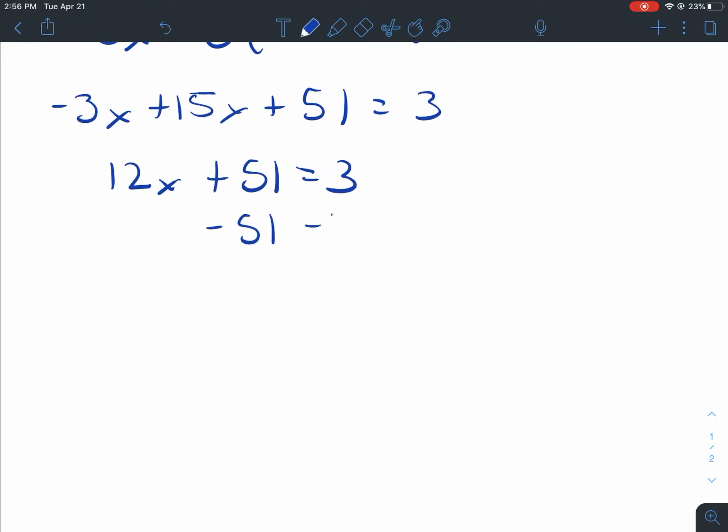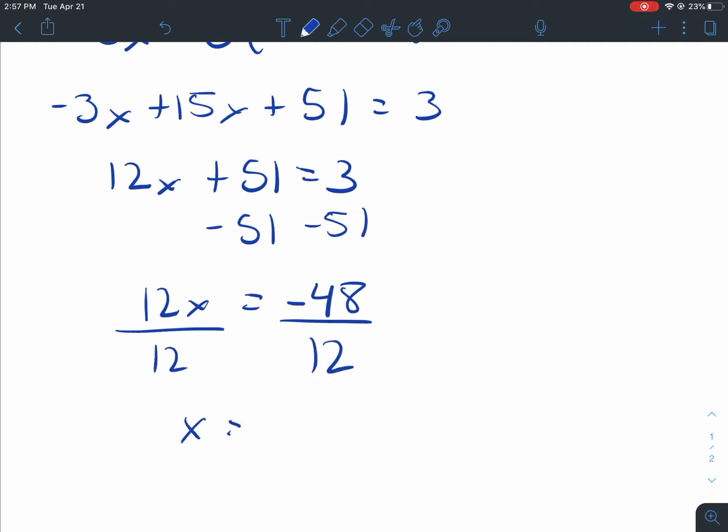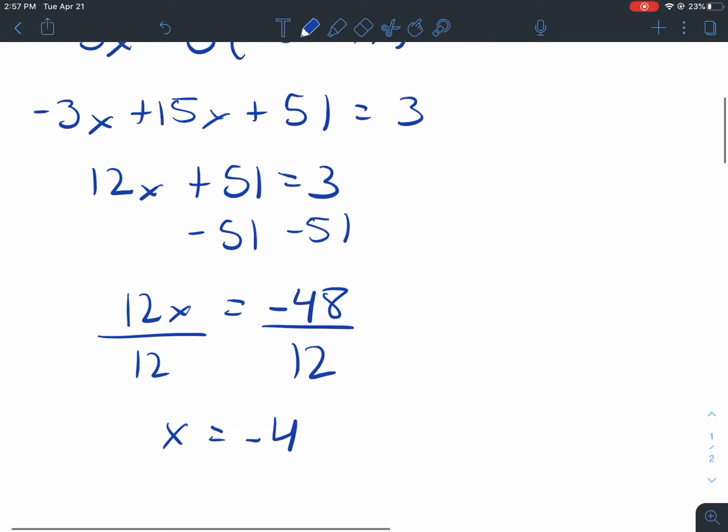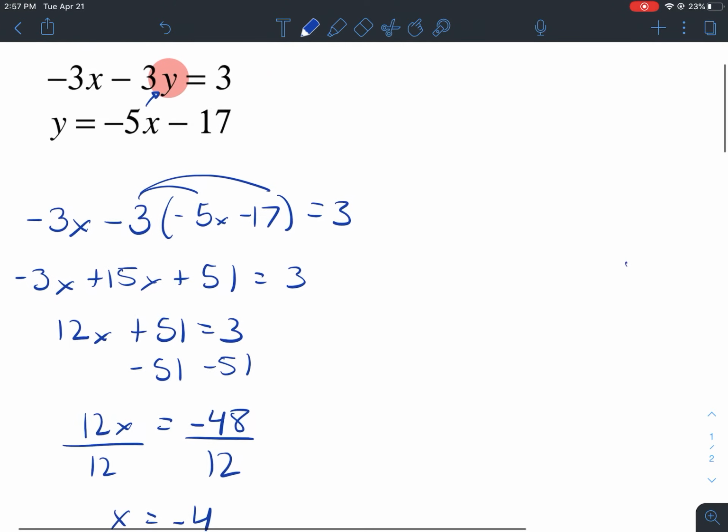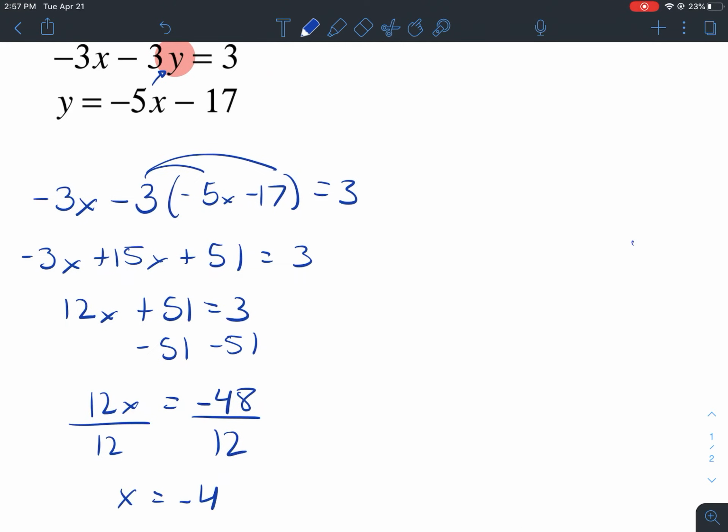So now I can move my 51 over. So I get 3 minus 51, which gives me a negative 48 on this side. So now all I have to do is divide by 12. And I get x equals negative 4. So, of course, I'm not done. I know what x equals, but now I need to go figure out what y equals.